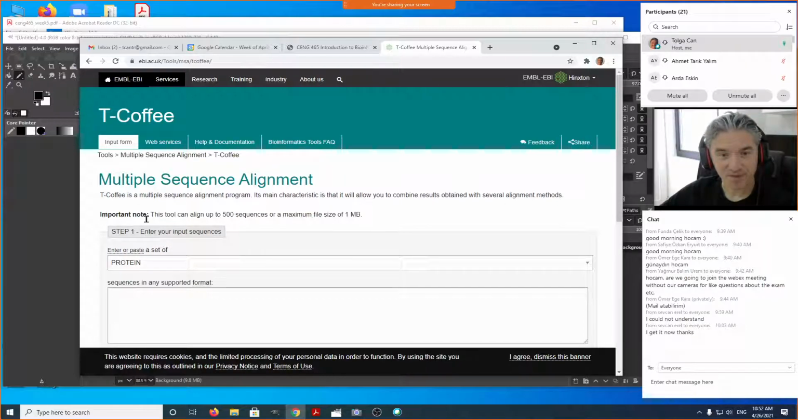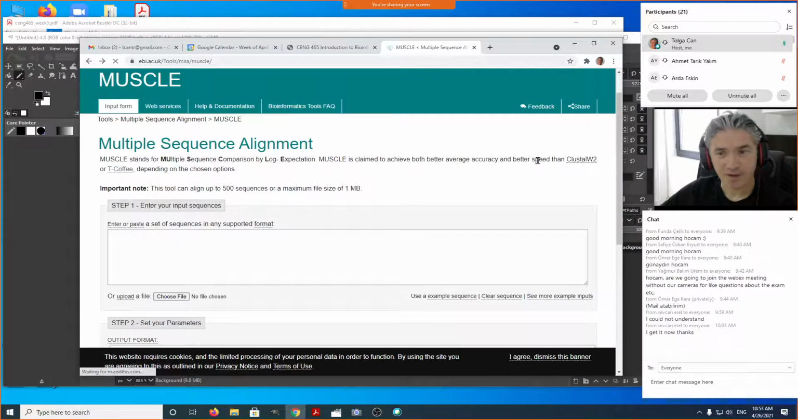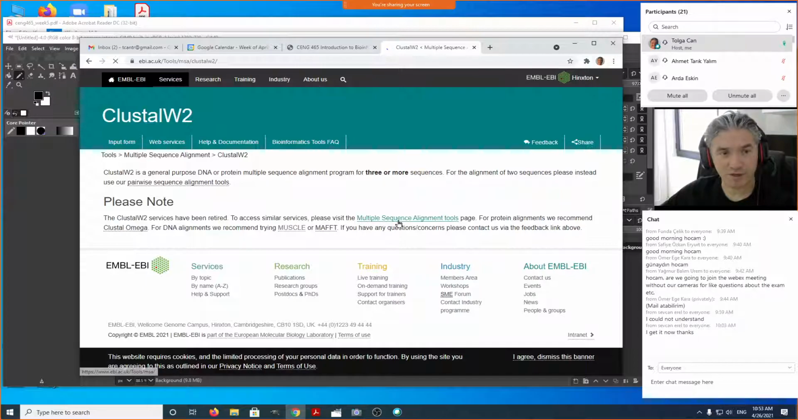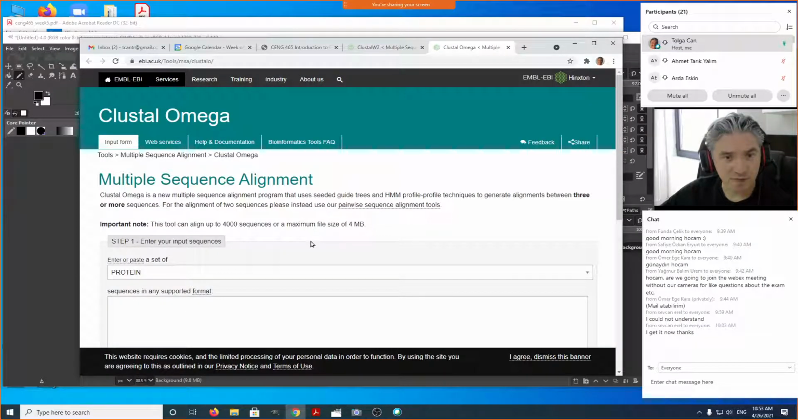So this is T-Coffee. Its main characteristic is that it will allow you to combine results obtained with several alignment methods. An implementation of T-Coffee is also hosted at EBI. And there's Clustal Omega. It's also hosted there, so there's a link in EBI. They have also a Clustal Omega, which is the successor of Clustal W. I think that's Clustal W, not the Greek letter. So this one is a new version, Clustal Omega.